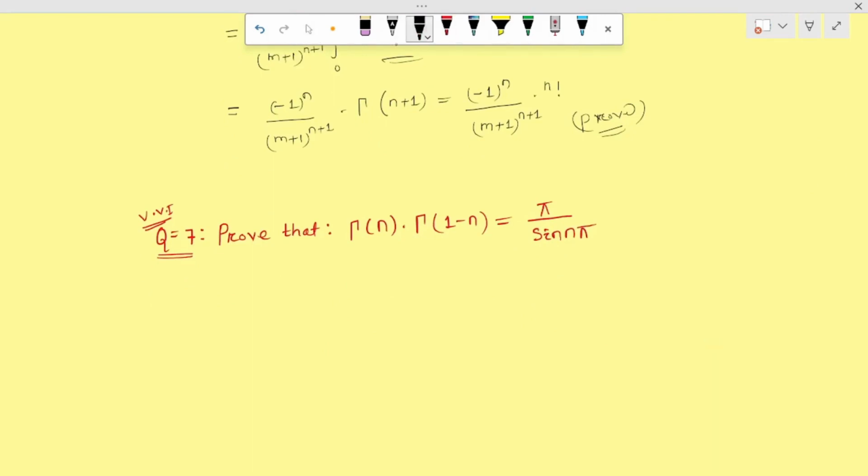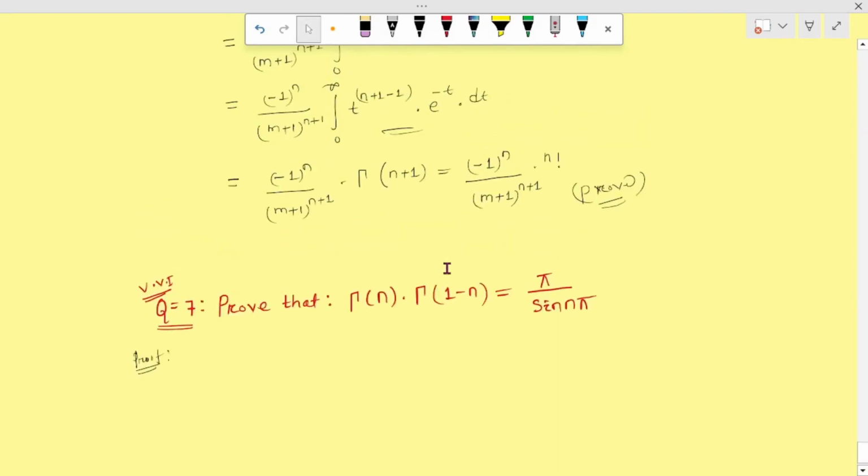Proof. This question will be proved with the help of Weierstrass's formula. So first I am going to write from Weierstrass's formula. We know that, for gamma 1 by n or gamma n, we have already proved it.